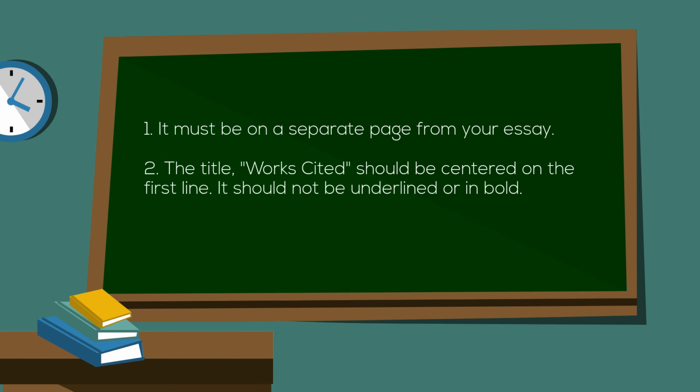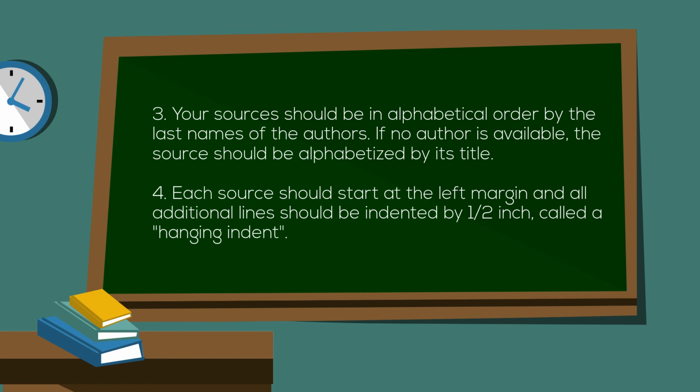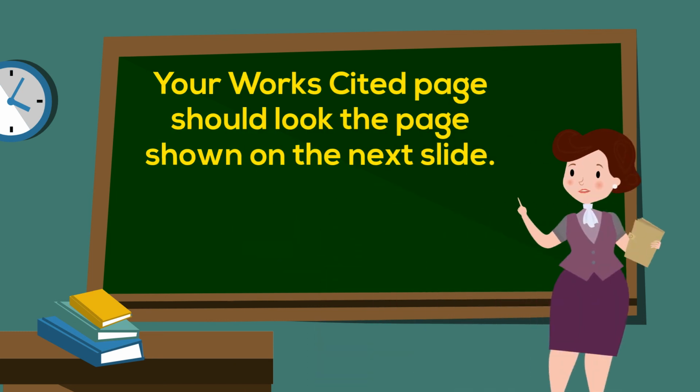It must be on a separate page from your essay. The title Works Cited should be centered on the first line. It should not be underlined or in bold. Your sources should be in alphabetical order by the last names of authors. If no author is available, the source should be alphabetized by its title. Each source should start at the left margin, and all additional lines should be indented by 1/2 inch, called a hanging indent. Your works cited page should look like the page shown on the next slide.